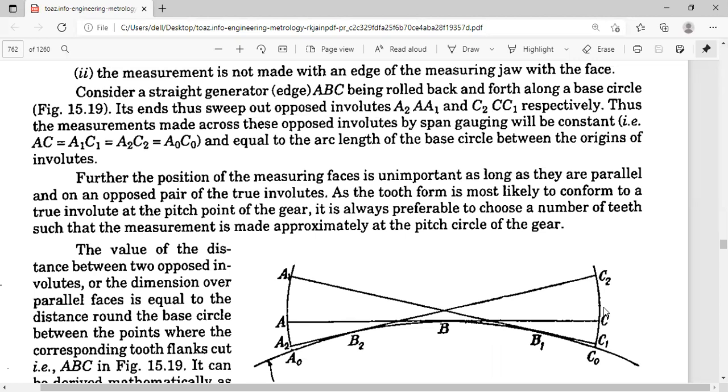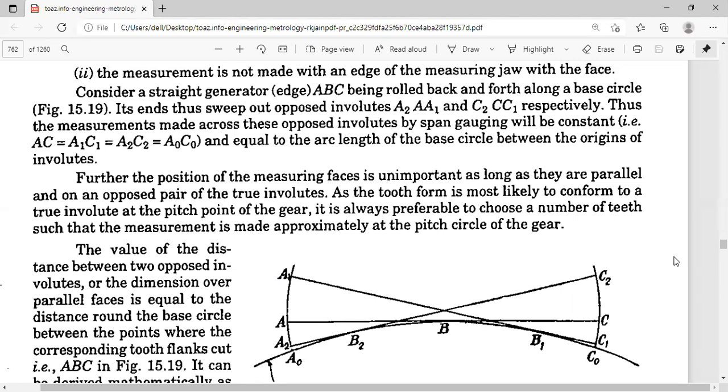You have to have your measurements made across these opposite involutes. So whatever measurements you have to take are in between A2, A1 and C2, C1. So that you have to see, and by this particular figure, you can just have a look at this one. So AC is equal to A1C1 is equal to A2C2 and equal to A0C0.